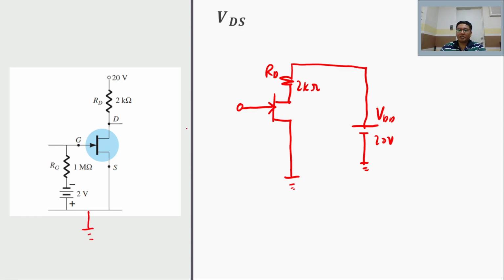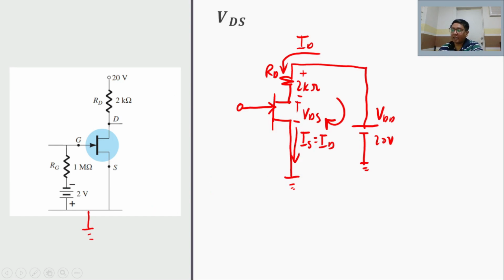Let us now write the corresponding polarities and the currents. We have current ID. We have current IS equals ID. For the voltages, we have plus and minus, plus and minus. This is your VDS.